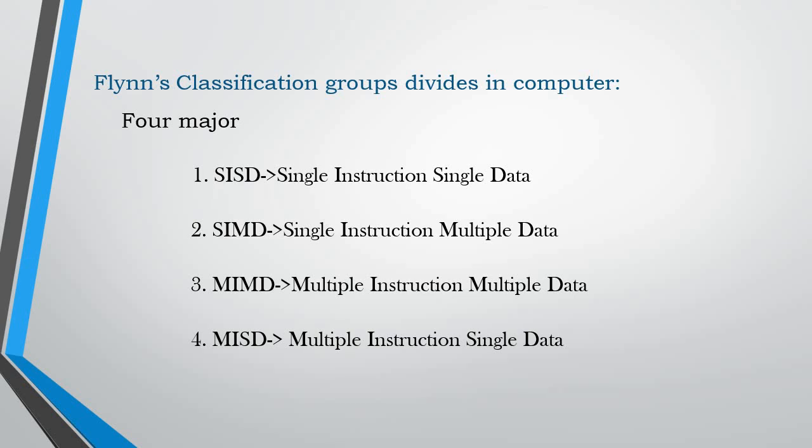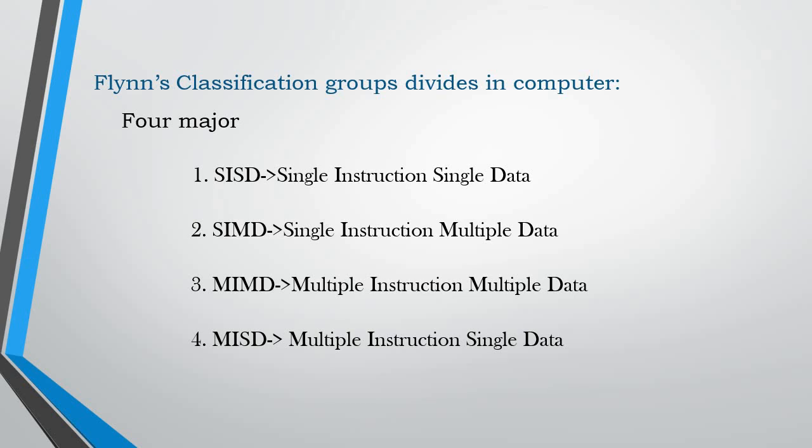SISD, single instruction stream, single data stream. Second, SIMD, single instruction stream, multiple data stream. And then MISD, multiple instruction stream, single data stream. And MIMD, multiple instruction stream, multiple data stream. The SISD represents the organization of a single computer containing a control unit, a processor unit and a memory unit.